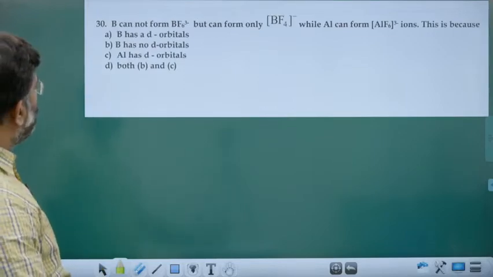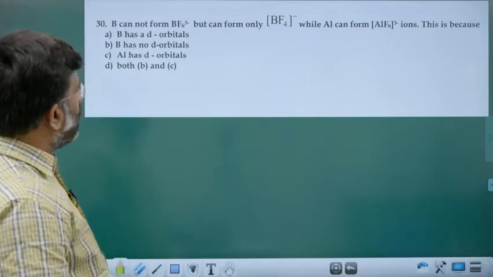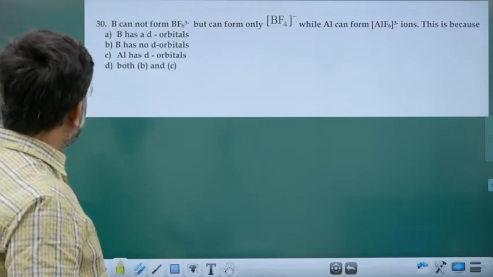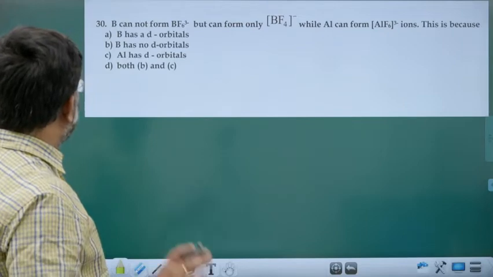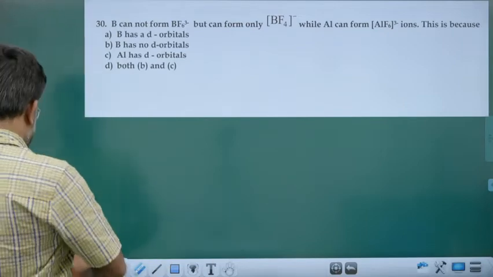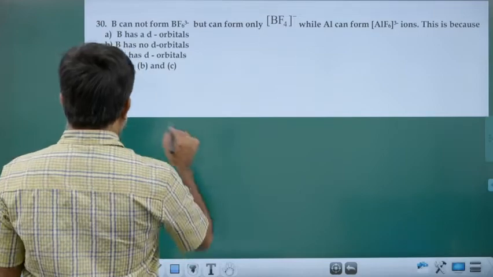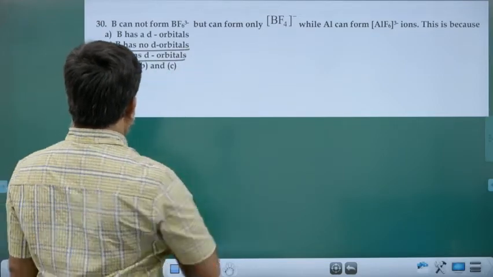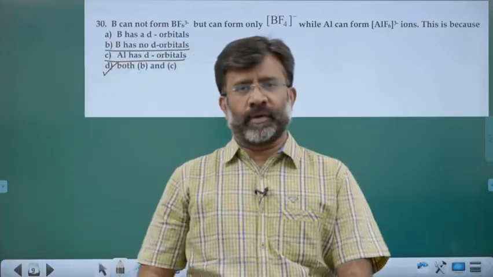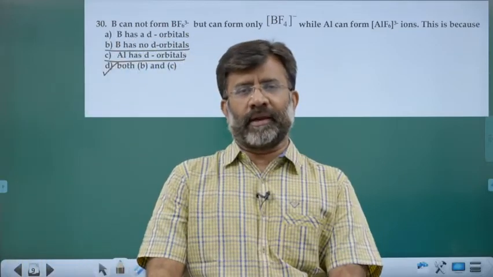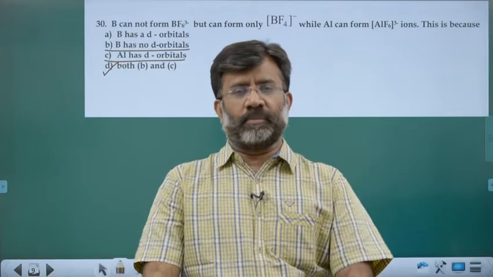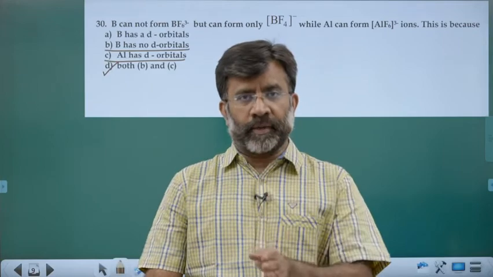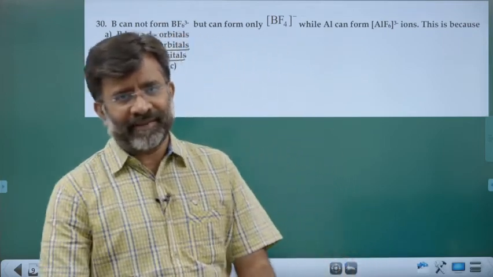Boron cannot form BF6 minus but can form only BF4 minus, while aluminum can. This is because boron has a d orbital. No, boron has no d orbital. Aluminum has d orbital. Answer is option D. It is with the help of d orbitals that we can extend the coordination beyond 4. Boron does not have any d orbital while aluminum has. Okay.